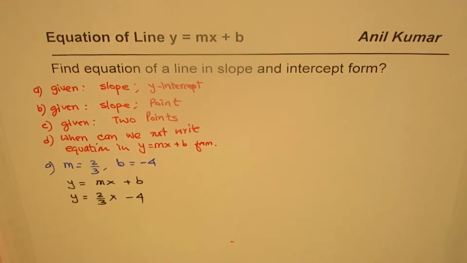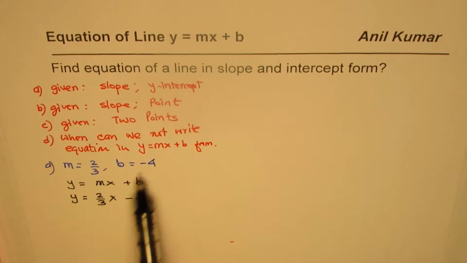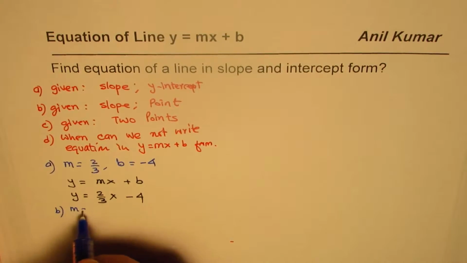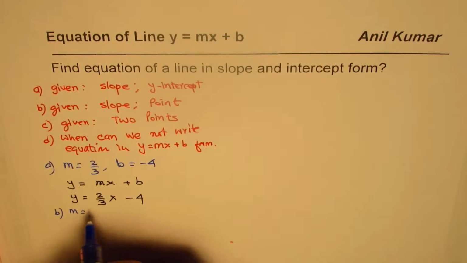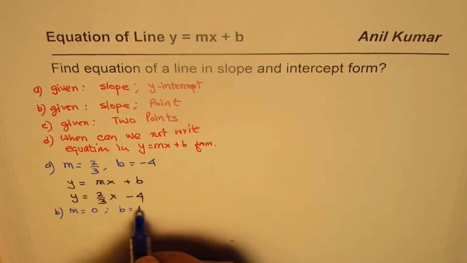So that's the solution. You get an idea. So it is that simple. If you know slope and y-intercept directly, you can write down the equation, correct? Well, let me take another example here. What happens when slope is 0? So I'm taking slope as 0 and y-intercept as, let us say, 5.